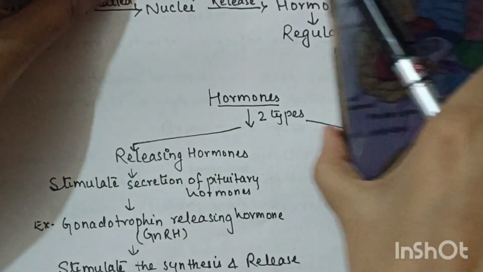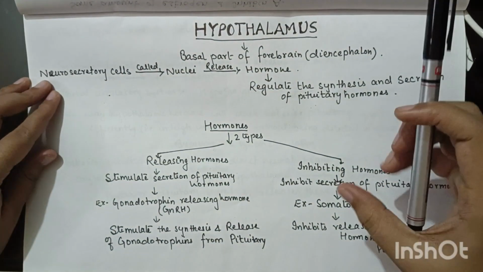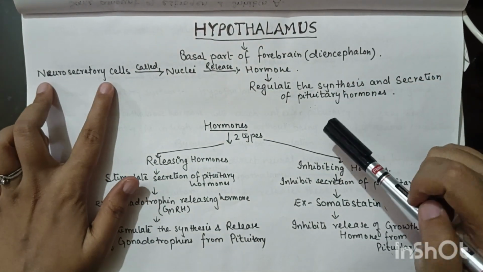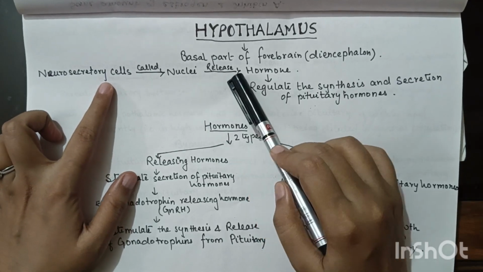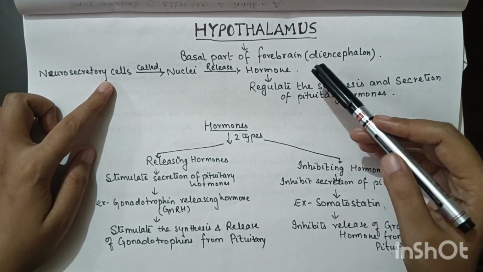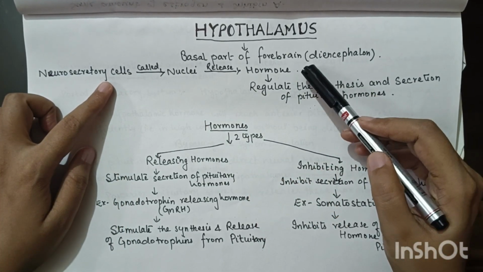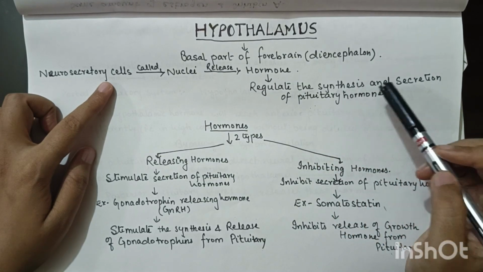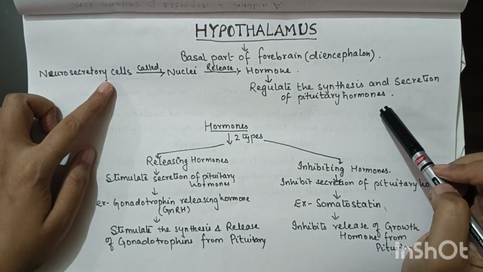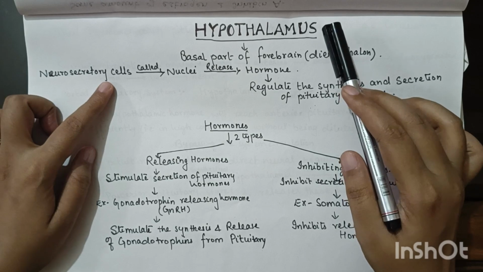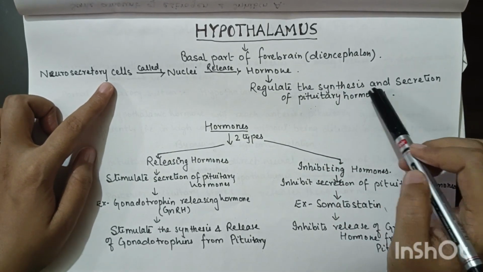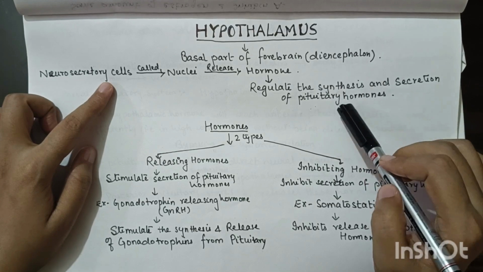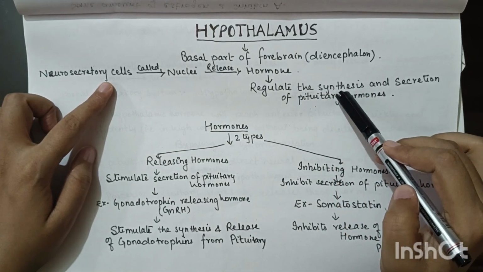Okay, so hypothalamus will contain neurosecretory cells called nuclei, and these nuclei will release hormones. These hormones, the hypothalamic hormones, will regulate the synthesis and secretion of pituitary hormones, as the pituitary gland and hypothalamus are connected with a stalk.